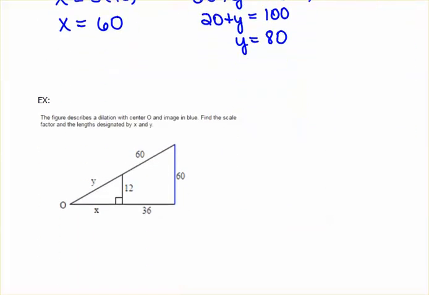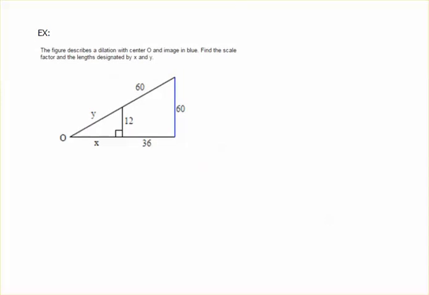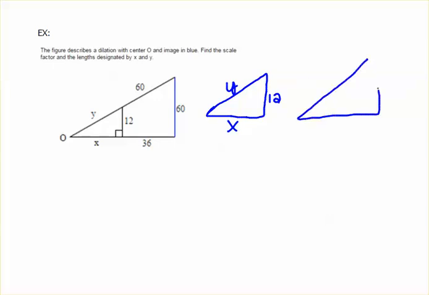Let's try one more like that. Here we have the figure describes a dilation with center O, and the image is in blue. So that means that we're starting off with our smaller triangle here, and that smaller triangle is x, y, and 12. And we're blowing that up to get the bigger triangle, which would have this side here be y plus 60. It would have this side here be x plus 36. And then, of course, this side here is 60.